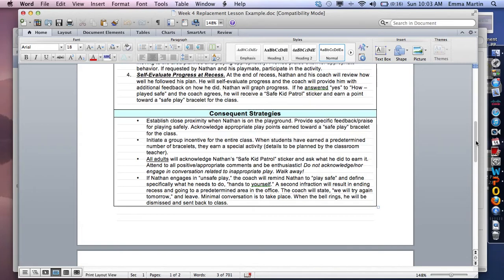The other thing that we did was we would meet with him afterwards and go through his plan and give him some positives for the things that he did well. And if you look here under consequence strategies, we also had a contingent plan. So if he had problems, here's what we did.